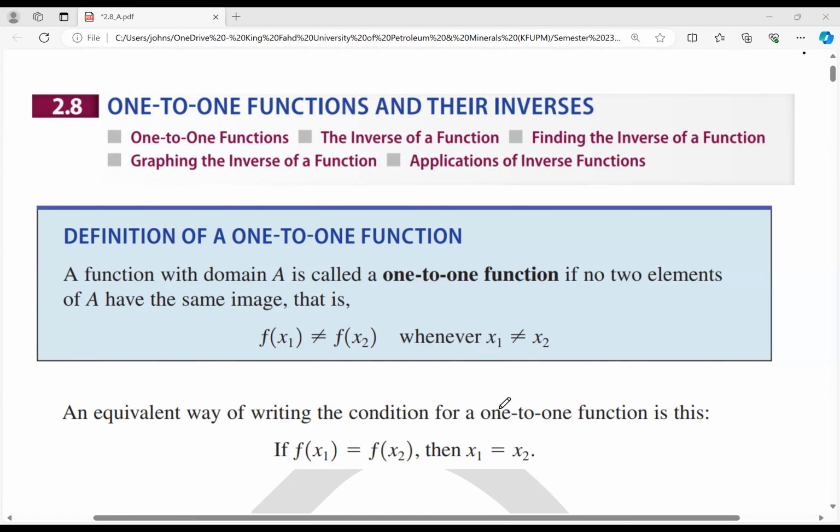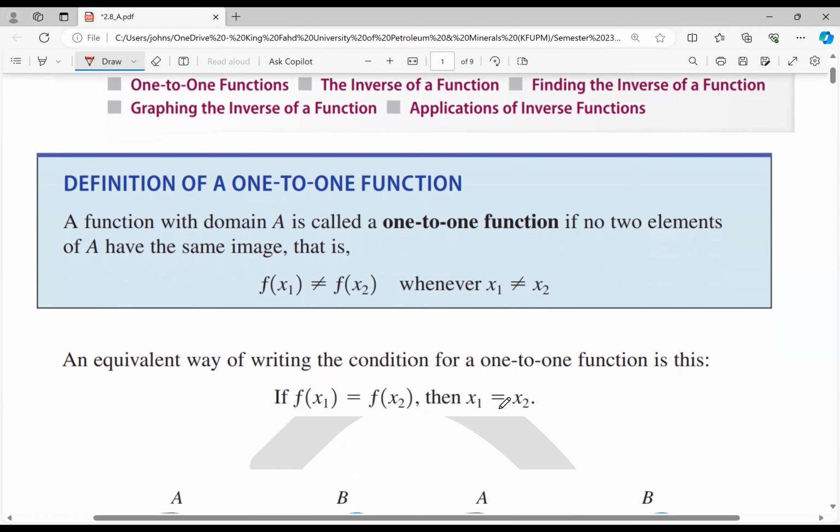Hello, viewers. In this video, we'll be discussing one-to-one functions and their inverses. So we start by looking at the definition of a one-to-one function. We say a function with domain A is called one-to-one if no two elements of A have the same image.